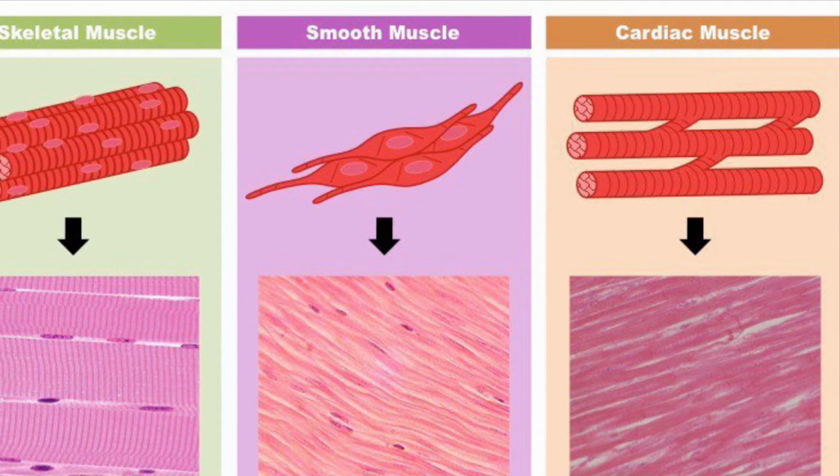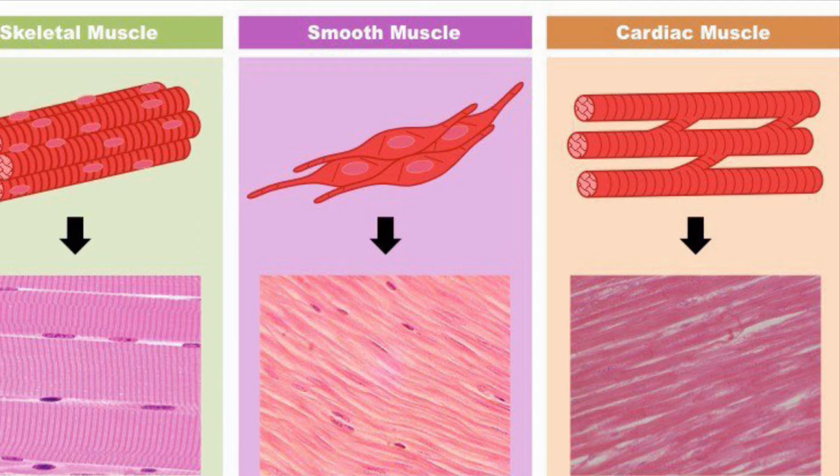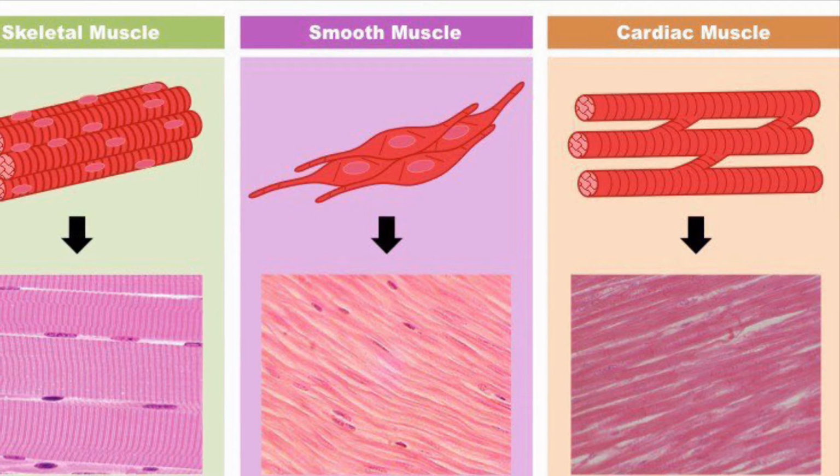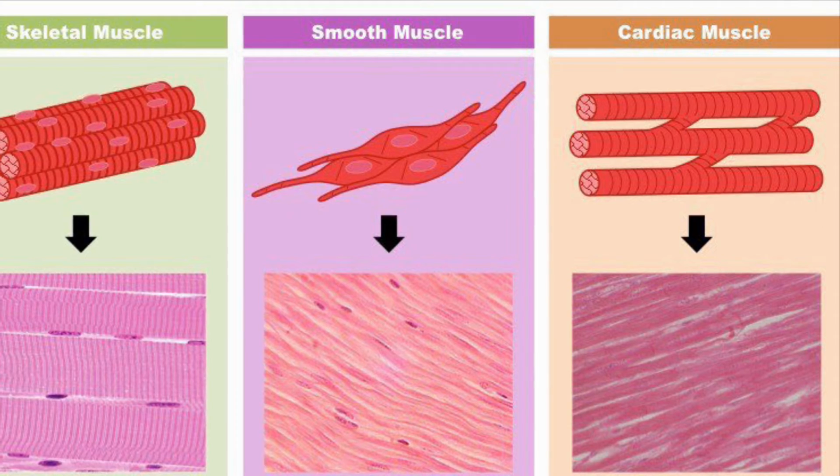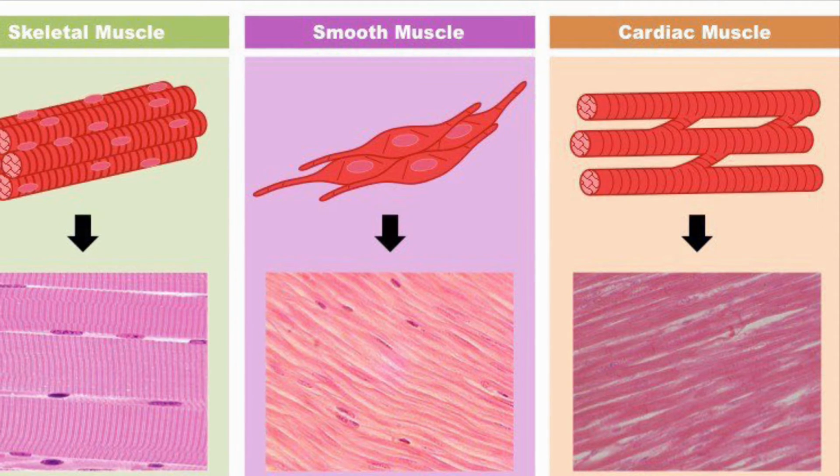Skeletal muscles are controlled by the central nervous system and are responsible for skeletal movements such as running. The basic unit is the muscle fiber containing many nuclei. Skeletal muscles contract when ordered to.